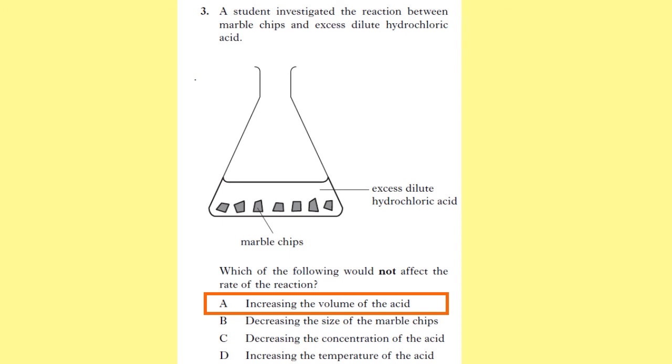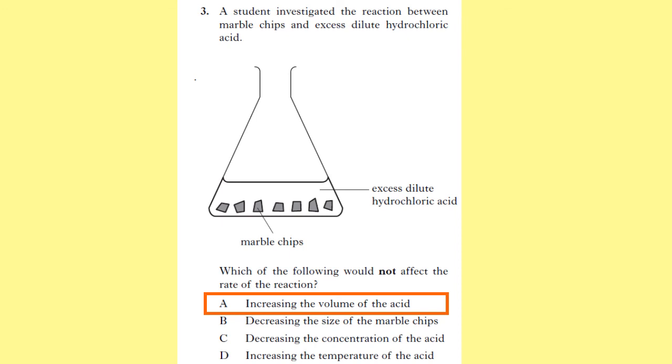What we'll do is we'll go through the other answers to show that they definitely will affect the rate of reaction. So if we decrease the size of the marble chips, that's going to decrease particle size, and decreasing particle size increases the rate of reaction because there are more collisions. If we decrease the concentration of the acid, that's going to decrease the rate of reaction because you're going to have less acid molecules in the solution and they're going to be further away from one another, so the number of collisions is going to be less frequent.